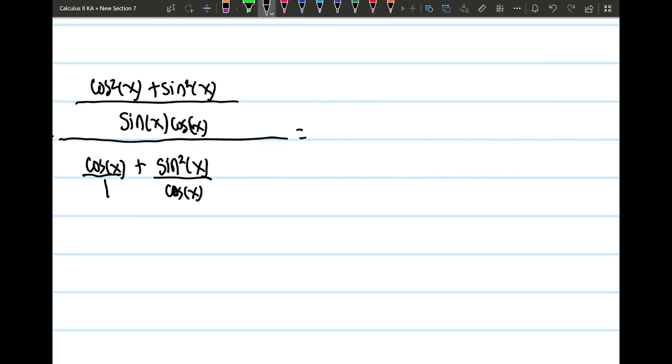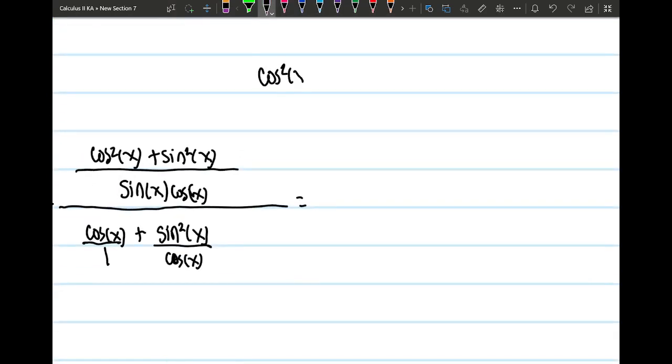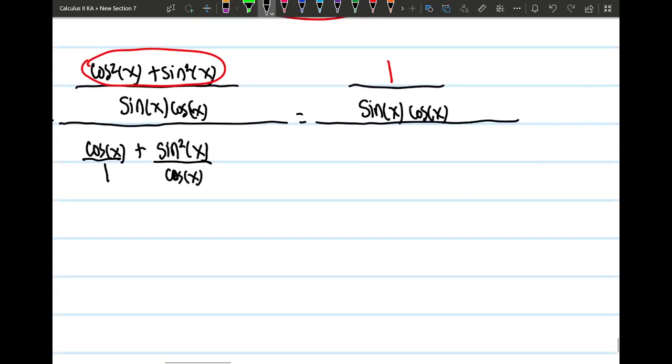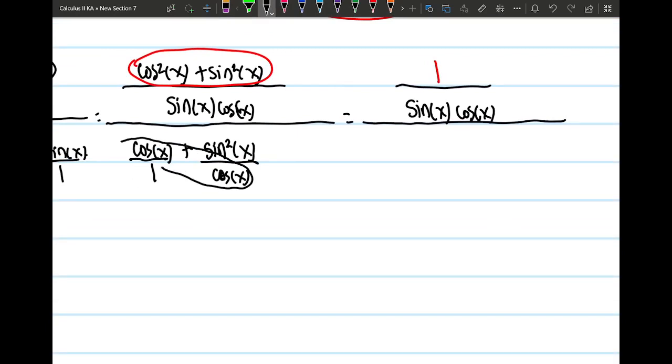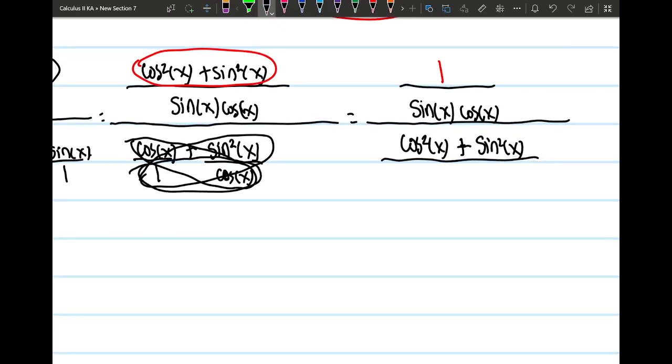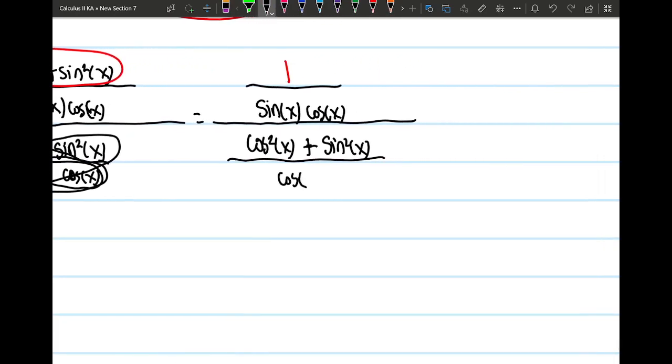So then we end up getting cosine squared x plus sine squared x, which from the Pythagorean identity is equal to 1. So we're going to put 1 for this, and then over sine x cosine x, and then over, again, we're going to do cross multiplication. So cosine squared x plus sine squared x times 1, which is just sine squared x, over, and then here on the bottom, 1 times cosine x, which is cosine x.